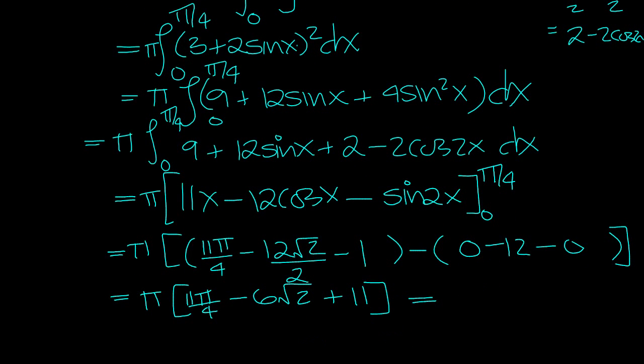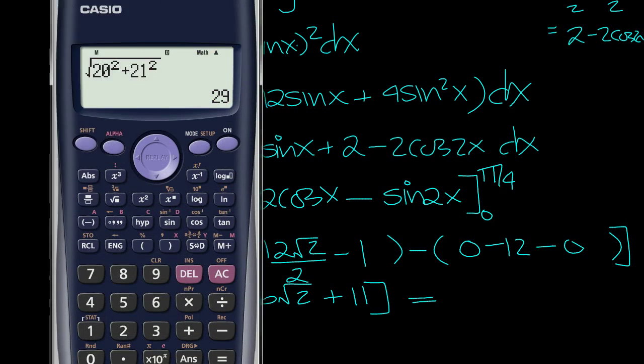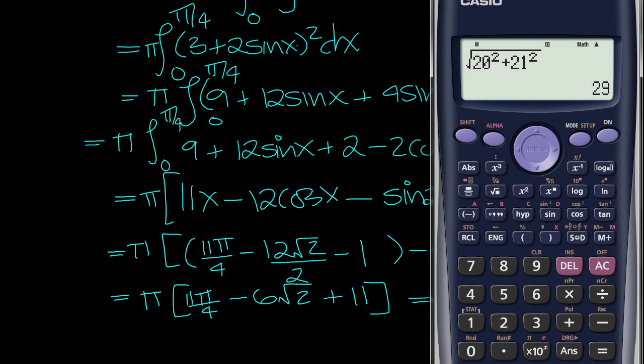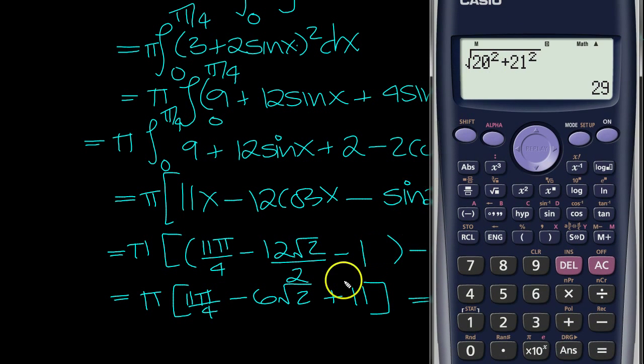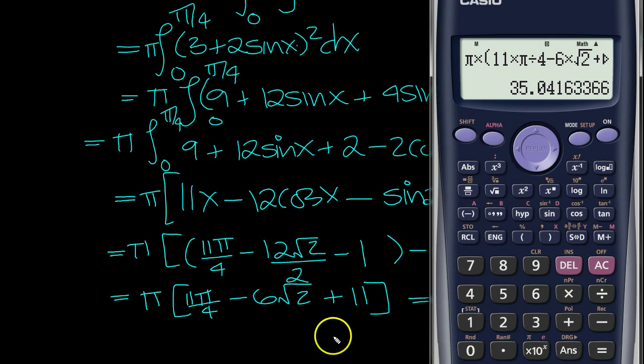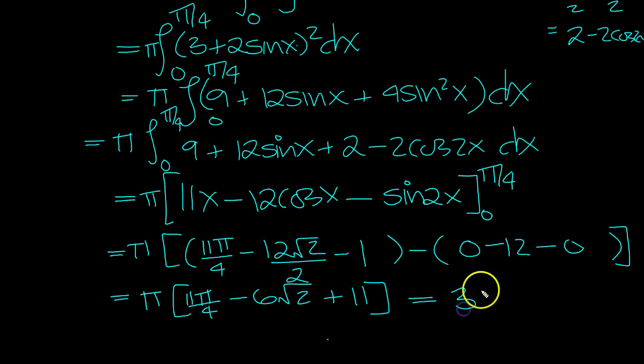Okay, so nearest integer we need to work this out to. Let's have a go at this. Okay, so we got pi times bracket 11 times pi divided by 4 minus 6 times the square root of 2 plus 11. Close the bracket. 35 to nearest integer.